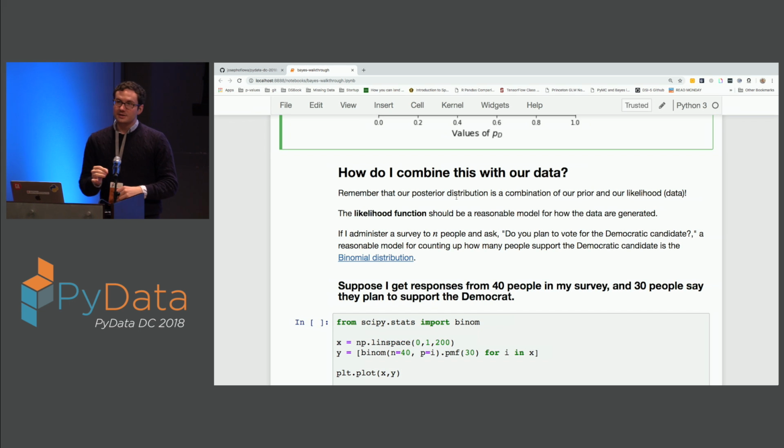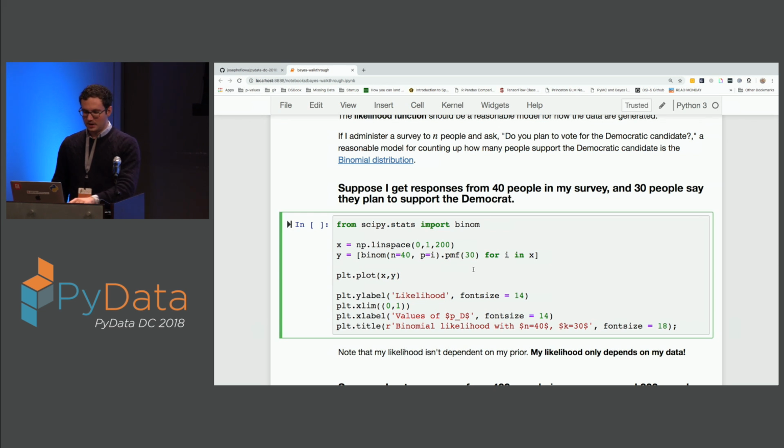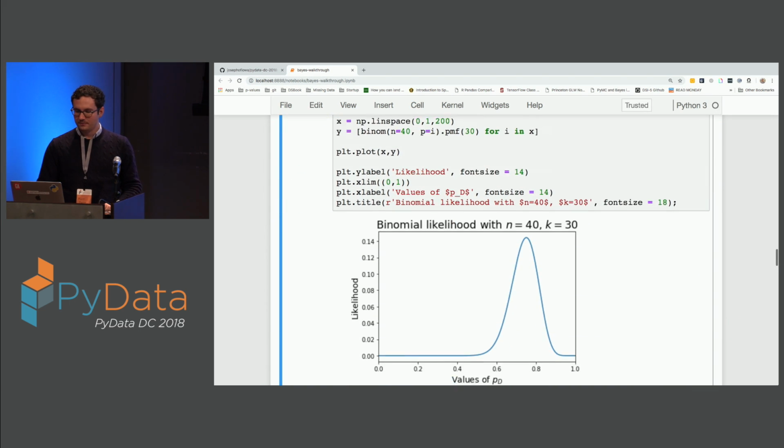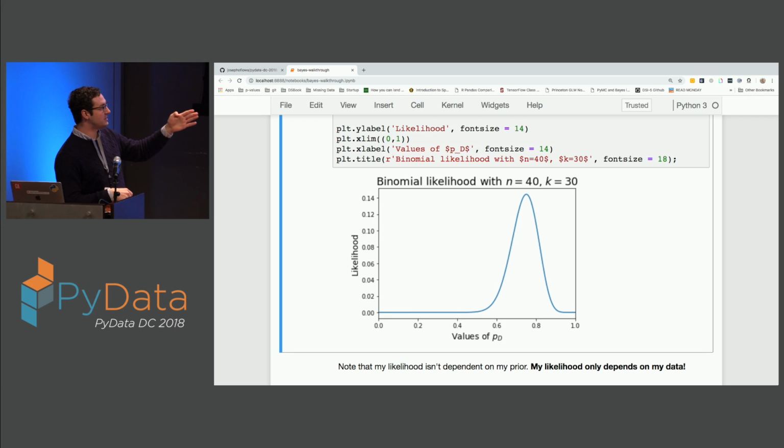So let's say that I administer a survey, and I get responses from 40 people, and 30 of them say that they plan to support the Democrat. If you run this cell, this is what that binomial likelihood will look like. This is saying, how likely is it that my probability of success, or the proportion of people who vote for my Democrats, are each of these values given the data that I observed?